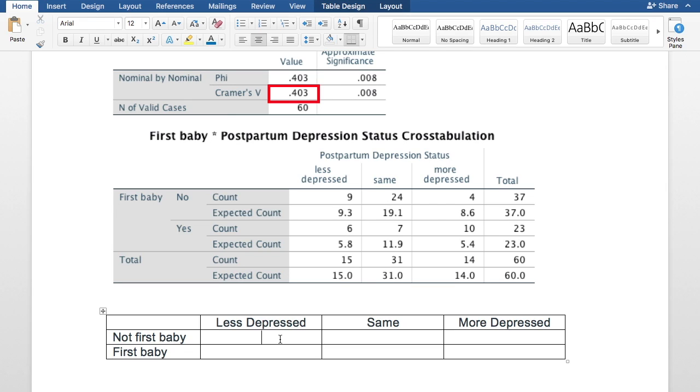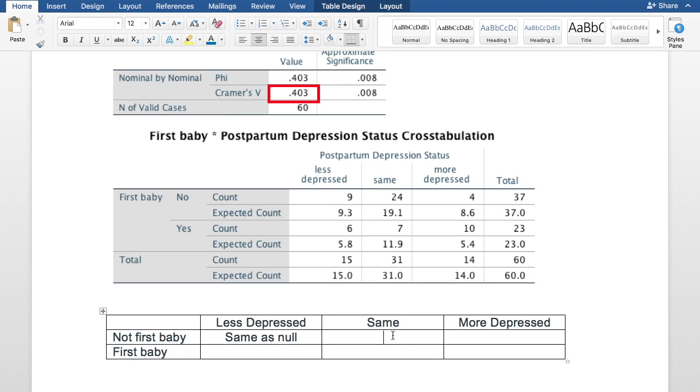So for those women who have had a baby before, this is not their first baby, in the less depressed category we have an observed actual count of 9 women. When we compare that to the expected count of 9.3, they're very similar. There's not much of a difference here. So down here, I'm going to say same as null.